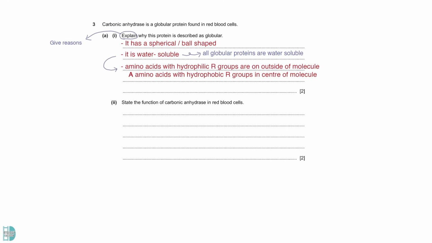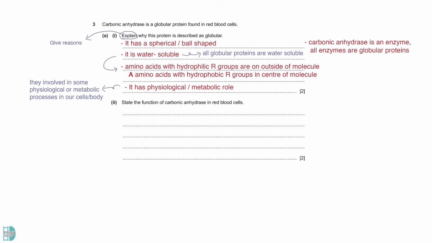You can also provide elaborations why they are water soluble. It is because amino acids with hydrophilic R groups are on the outside of the molecule. The fourth point is the role of globular proteins. It has physiological or metabolic role. This means that they are involved in some physiological or metabolic processes in our body. And the last point, carbonic anhydrase is an enzyme, and all enzymes are globular proteins.